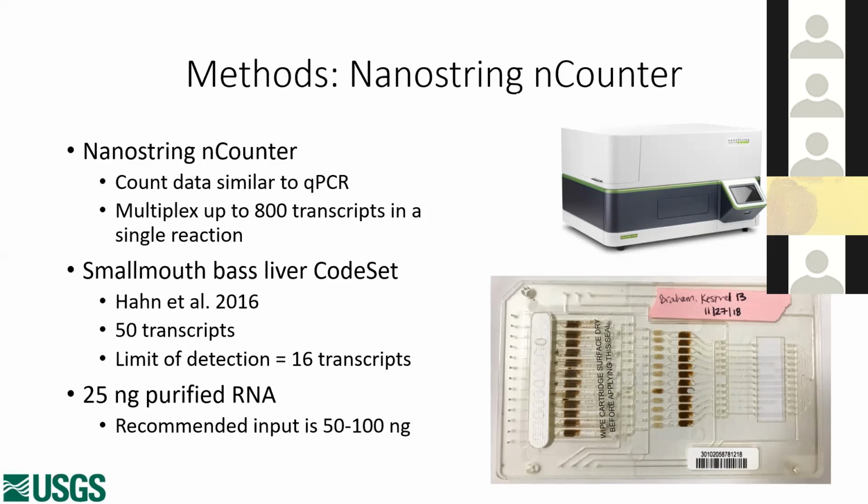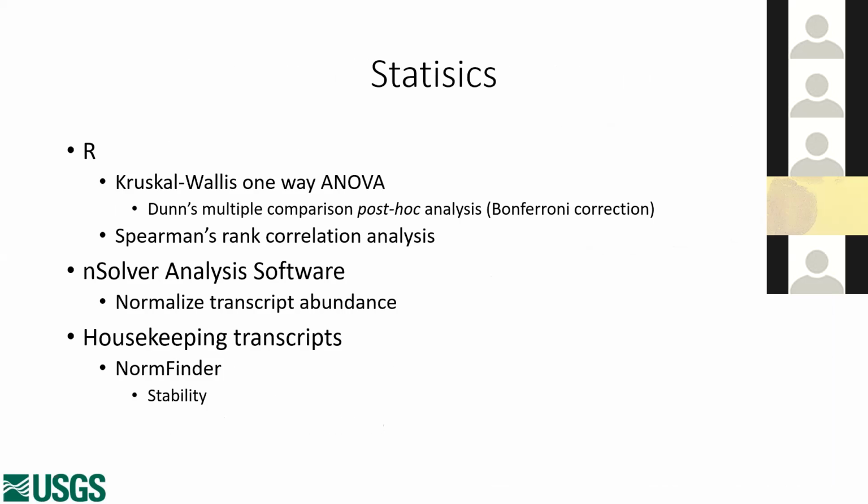For all my other studies where I am able to use samples that had been preserved in RNAlater, I do use 50 nanograms. So testing out this 25 nanograms was new to us, and it did actually work. So the statistics were done in R. I ran a Kruskal-Wallis one-way ANOVA with a Dunn's multiple comparison test and Spearman rank correlation analyses.